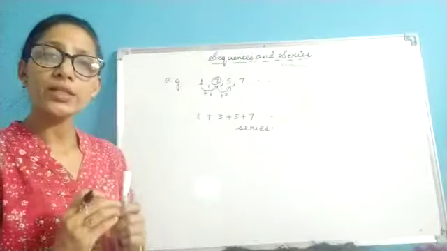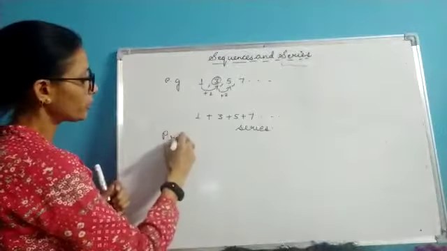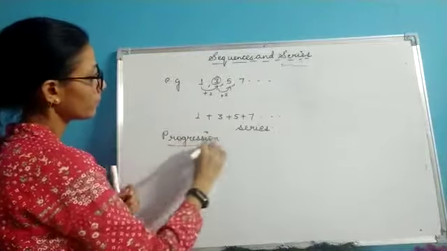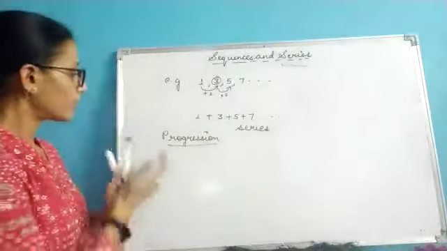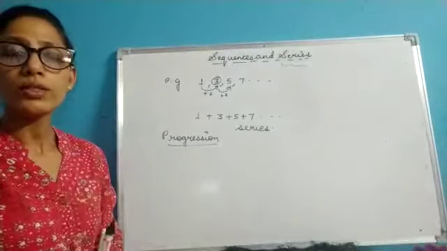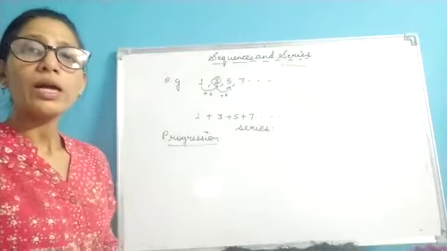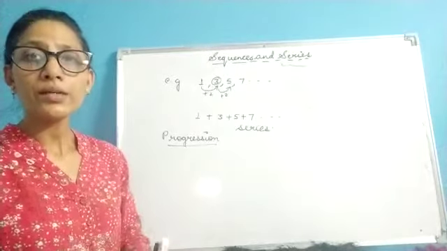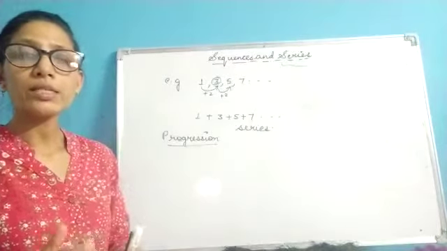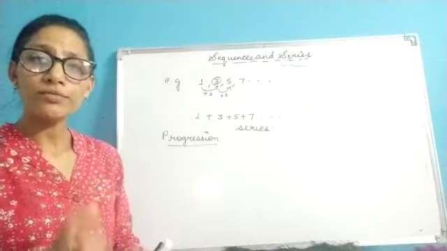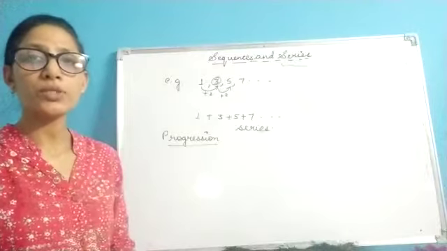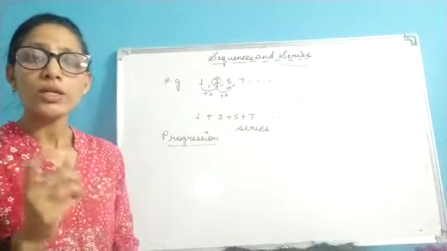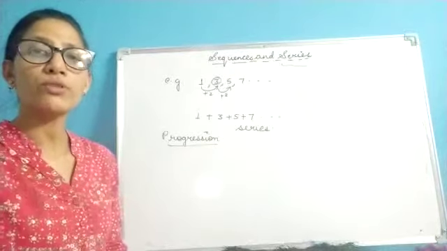Now, children, there is a third word which is progression. Children, you have come across this word in class 10th in arithmetic progression, and arithmetic progression can be defined as a series in which the difference of the successive term and the preceding term is a constant, then we call it an arithmetic progression. Now let's define this word progression first.